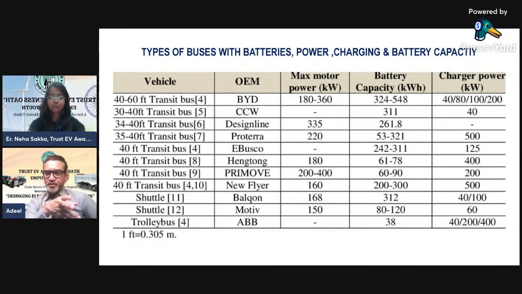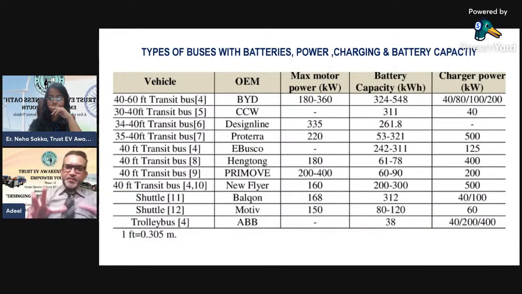So it is for a 30 kilowatt, 30 feet bus. CCW is the OEM. Maximum motor power, I don't have it. Battery capacity is 311 and 40, same as charging power. For a 34 to 40 feet transit bus, Design Line, 335 maximum motor power.